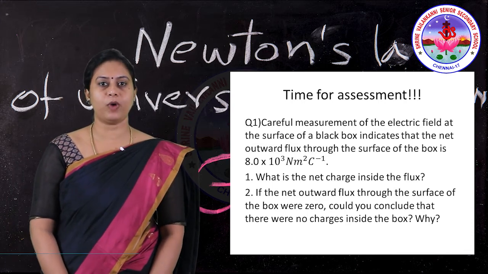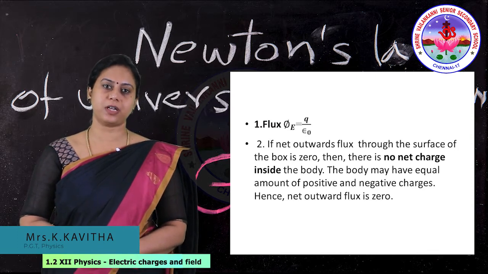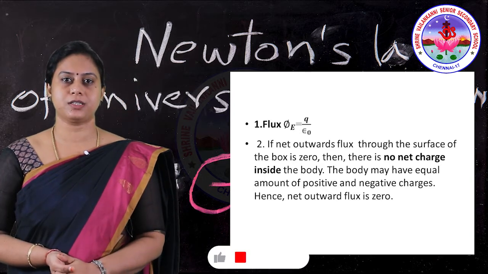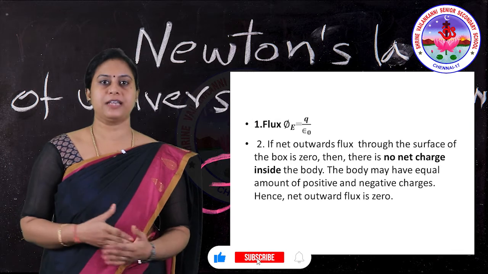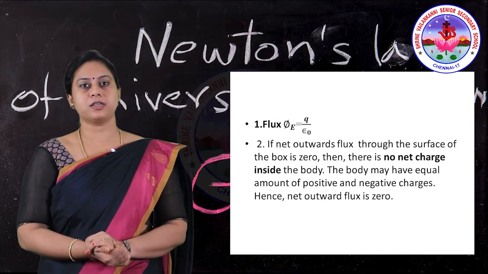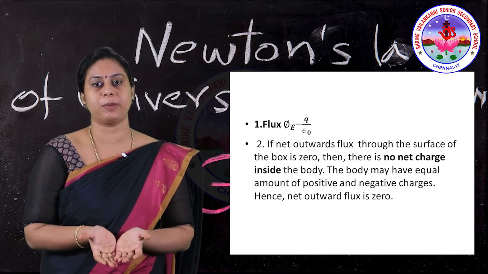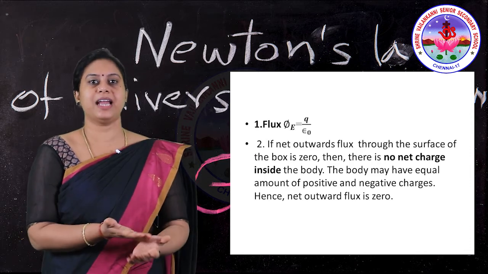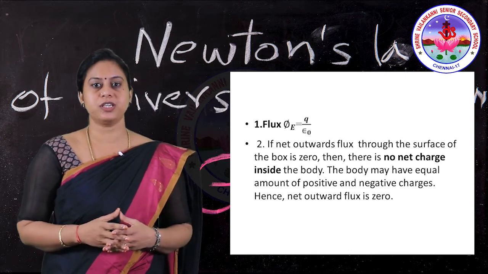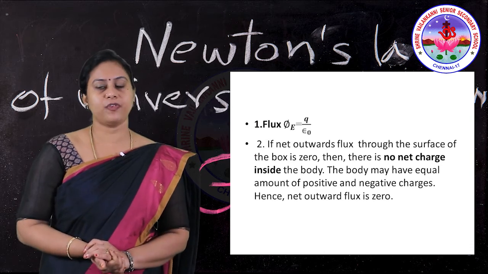For question number 1, the answer is flux phi E is equal to Q by epsilon naught. And the second part is quite interesting: if the net outward flux through the surface is 0, we cannot say that the charge is 0. That is, the net charge inside the box may be 0. Right? That means the positive and negative charges are equal in amount, so there is no net flux.